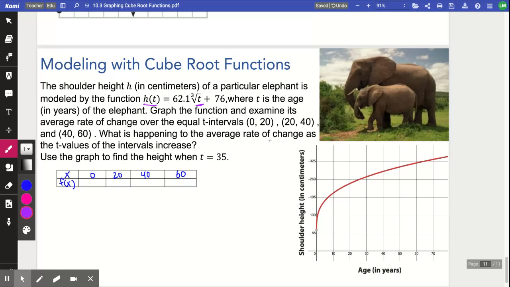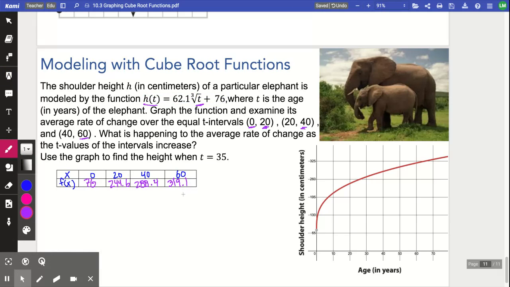First of all, evaluate the rate of change over the certain intervals. So we need to plug in these values of 0 years old, 20 years old, 40 years old, and 60 years old into this function for the elephants so that we can see how high their shoulder height is, okay? And then we're going to kind of determine what that average rate of change means, okay?